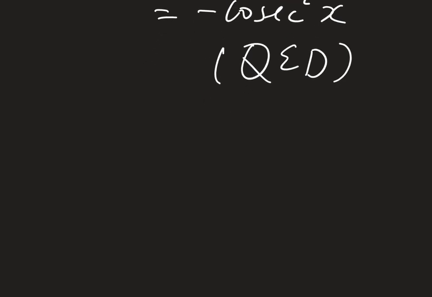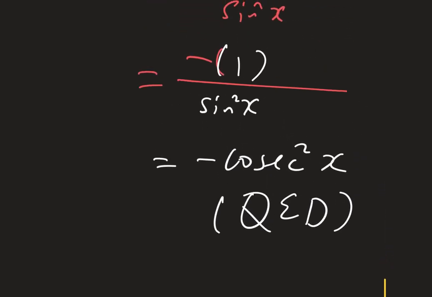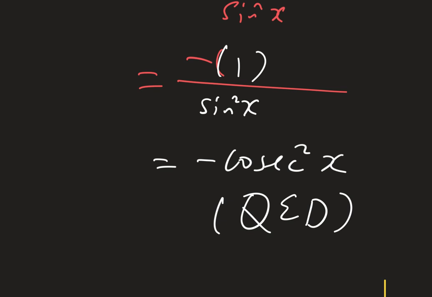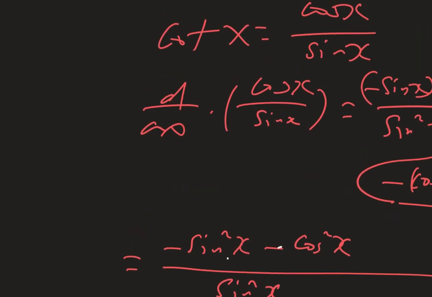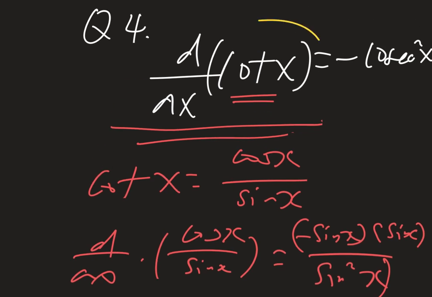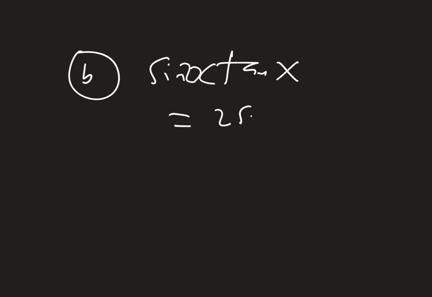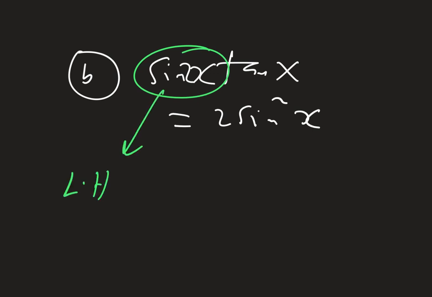So the second question. If this is the differentiation, when we integrate this thing, isn't that giving us something similar to cotangent x? What you learn in your O-level additional maths. To show that sine 2x tangent x is equal to 2 sine squared x. Only 1 mark here. So I think you need to recap your O-level A math.